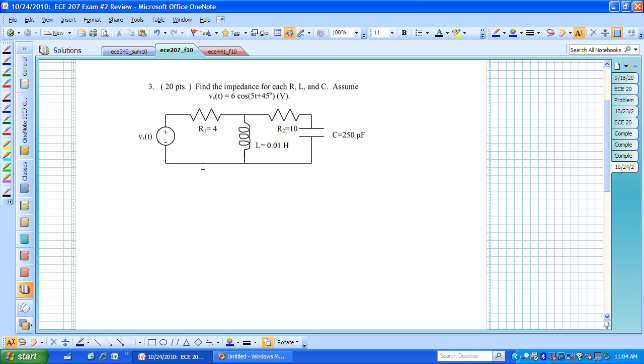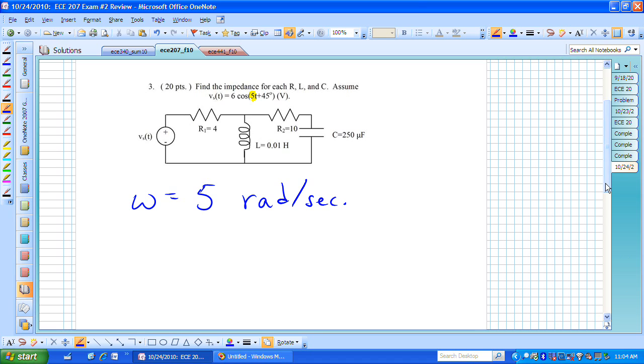What we have to remember is that we're working in sinusoidal steady state and we want to find these impedance values. The only thing that we really need to know from the input voltage source relative to finding these impedances is the frequency. And the frequency in this case is given to us as omega equal to 5 radians per second.